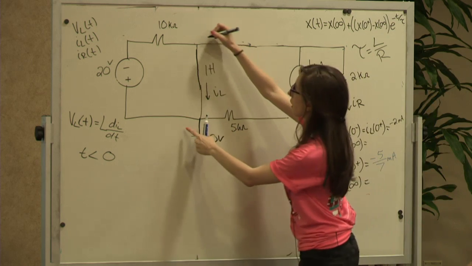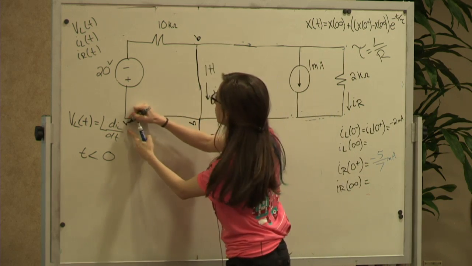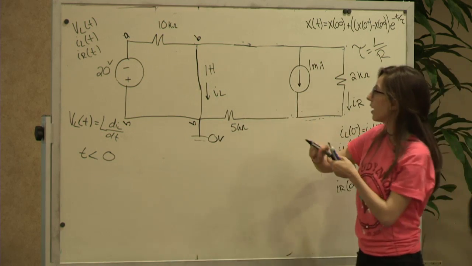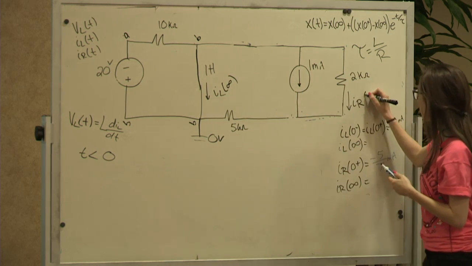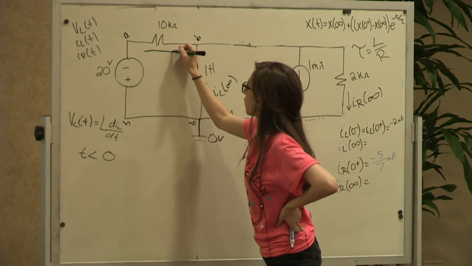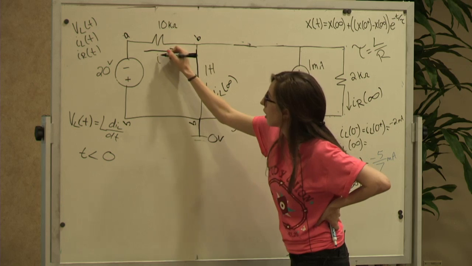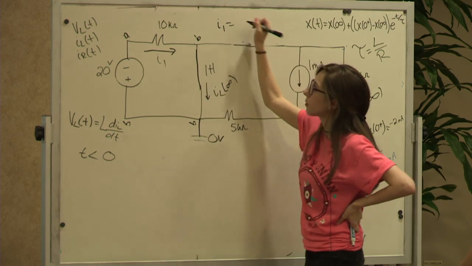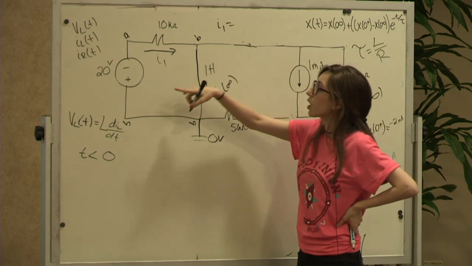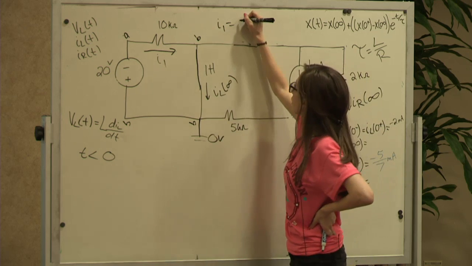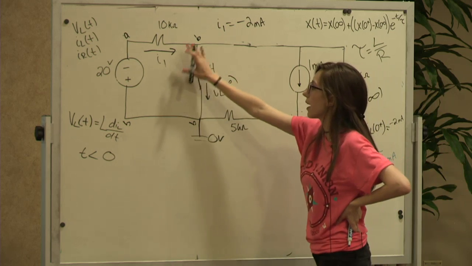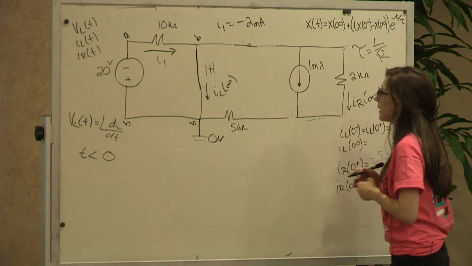And notice now, this is B, and this is node A. These two aren't parallel, right? So if I want to find IL of infinity and IR of infinity, I know this current right away. What is this current? I'll call it I1. Sorry, what? 20 over 10K. Positive 20 over 10K? Negative 20. Negative 20 over 10K. So negative 2 milliamps, again. This is kind of like the zero minus behavior. It's just isolated. So we know that.